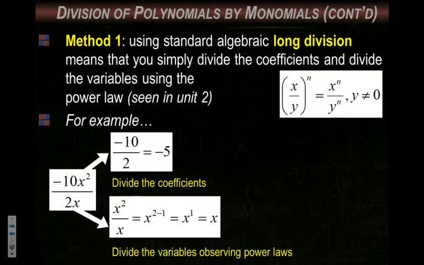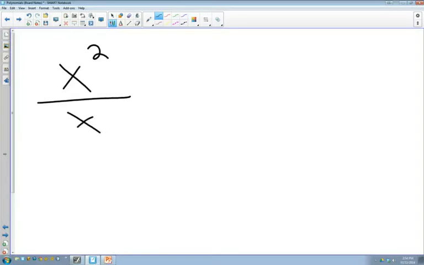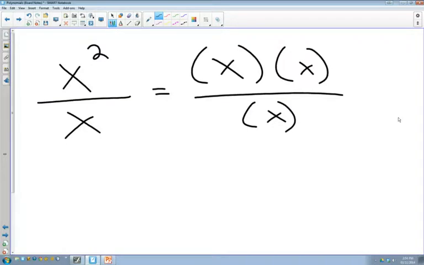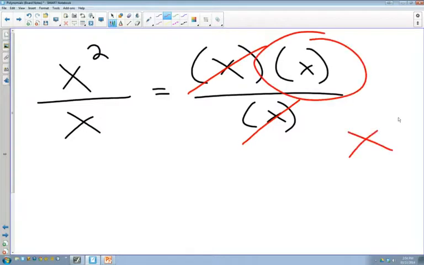Another way that you could think of that is if you have x squared divided by x. What does x squared mean? It means x times x divided by x. Well, now we can just play a cross-out game. This cancels this. What am I left with? x. So it's a way you can look at it. But again, you could use your power laws. 2 minus 1 is 1, right?